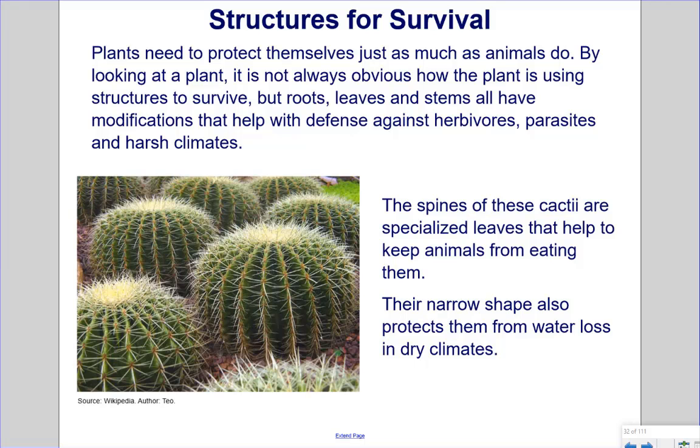The spines of these cacti are specialized leaves that help to keep animals from eating them. Their narrow shape also protects them from water loss in dry climates.